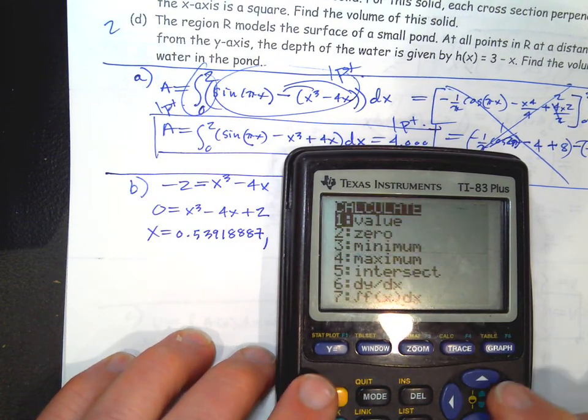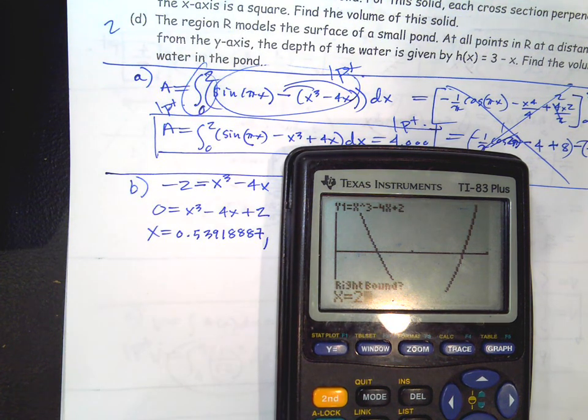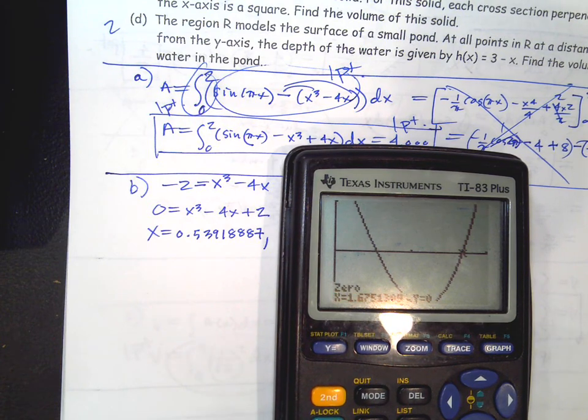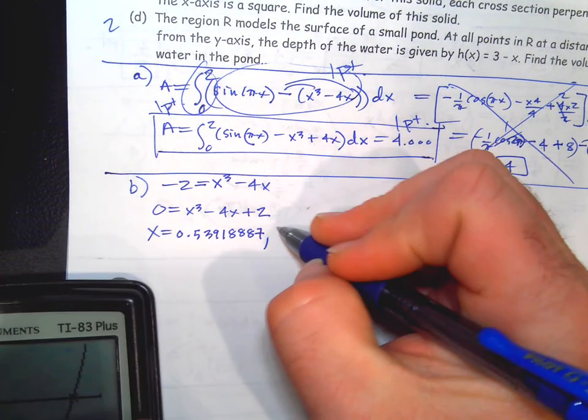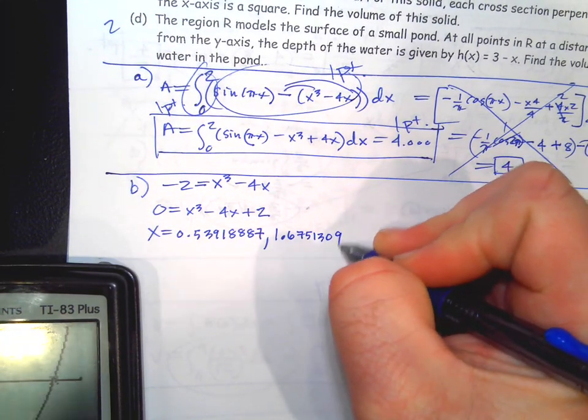So I can calculate it. It's between 1 and 2. I'm going to guess like 1.6. So I get 1.675139. Okay.